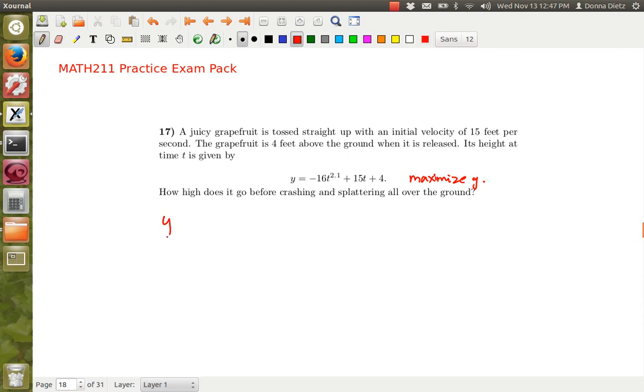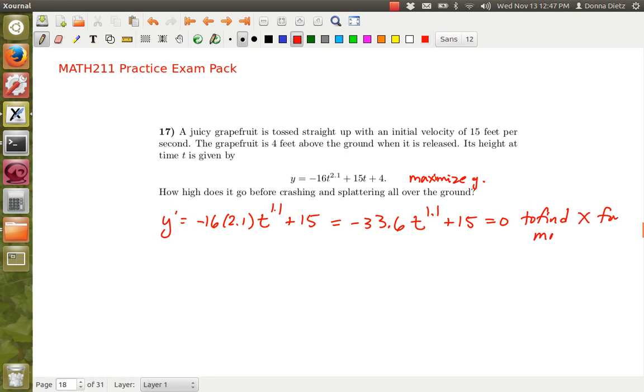So you take the derivative. Yes, minus 16 times 2.1 t to the 1.1 plus 15, and so this is equal to minus 33.6 t to the 1.1 plus 15. Set equal to 0 to find t for max y. Okay, you're finding the single critical point.